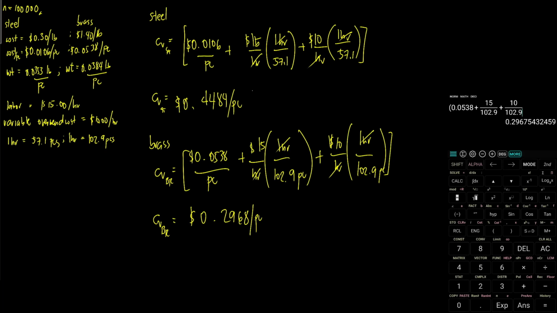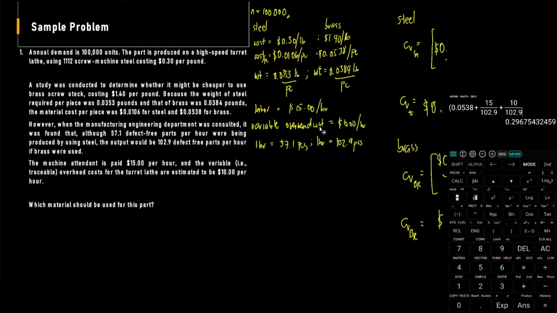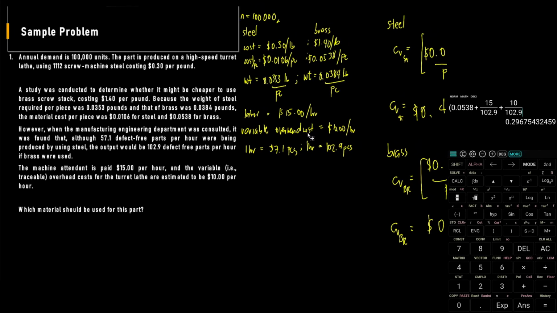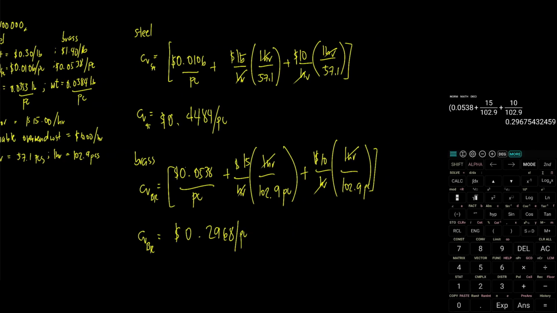So balikan natin yung tanong. Which material should be used for this part? Based dun sa sagot natin, yung variable cost per unit ay 0.4489 per piece para sa steel. Para sa brass, 0.2968. So ang pipiliin natin dyan, syempre yung mas mura.